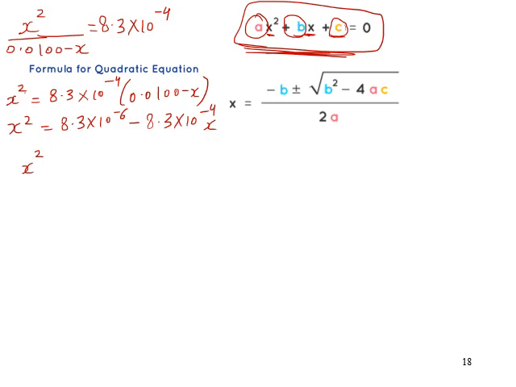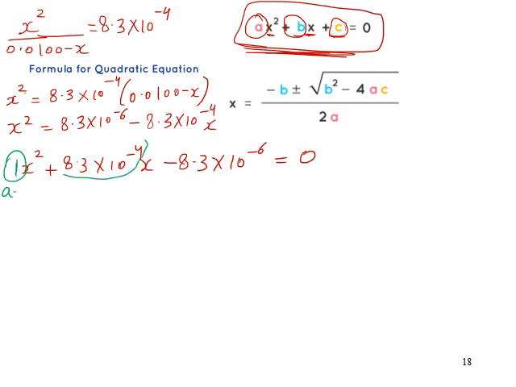So I add the same value here, and I add the same value there: 8.3 times 10 raised to the power minus 4 x, negative 8.3 times 10 raised to the power minus 6, and everything is equal to 0. So now this looks exactly like this equation. So what is my a here? There's nothing written here, which means my a is 1. This right here, including the sign, which is a positive sign, is my b. This right here, including the negative sign, is my c. Now you take all these values, plug them into this equation and solve for x.